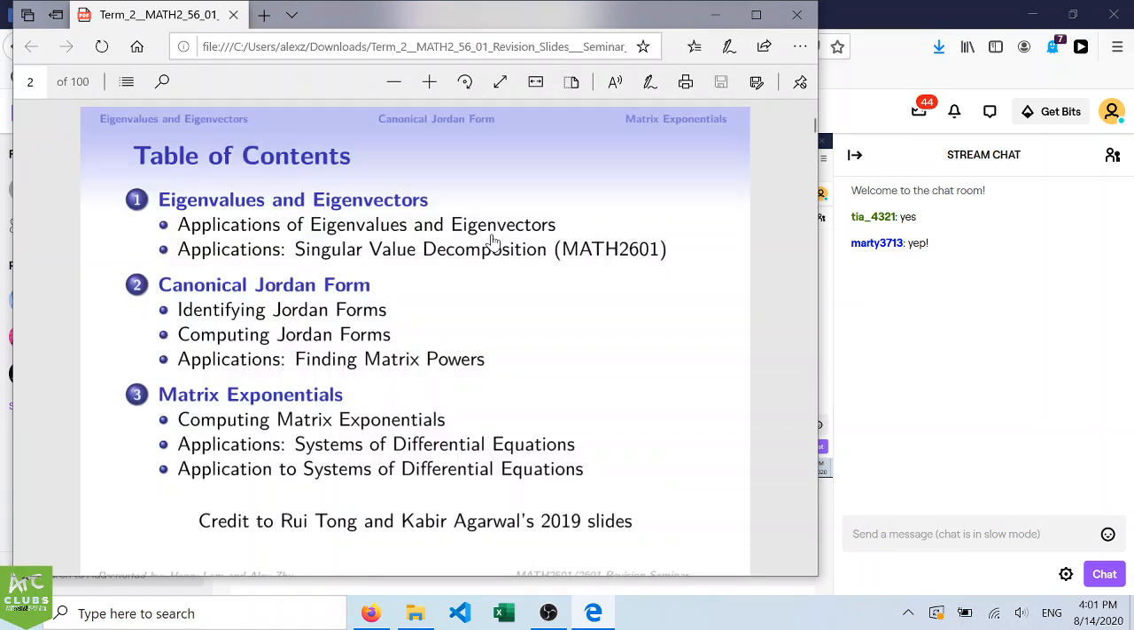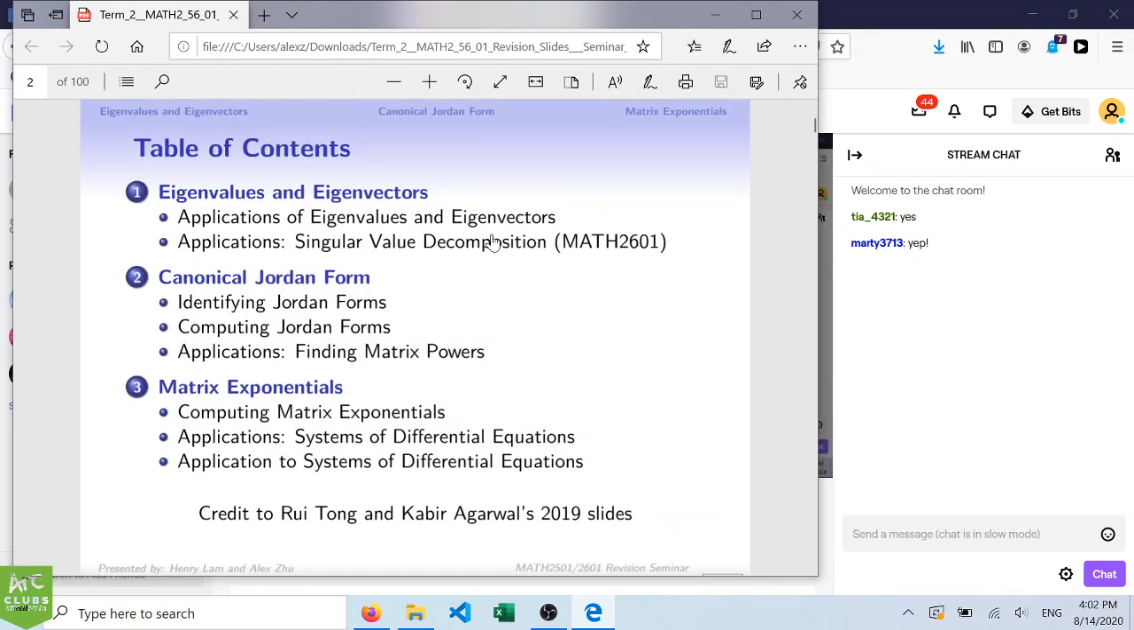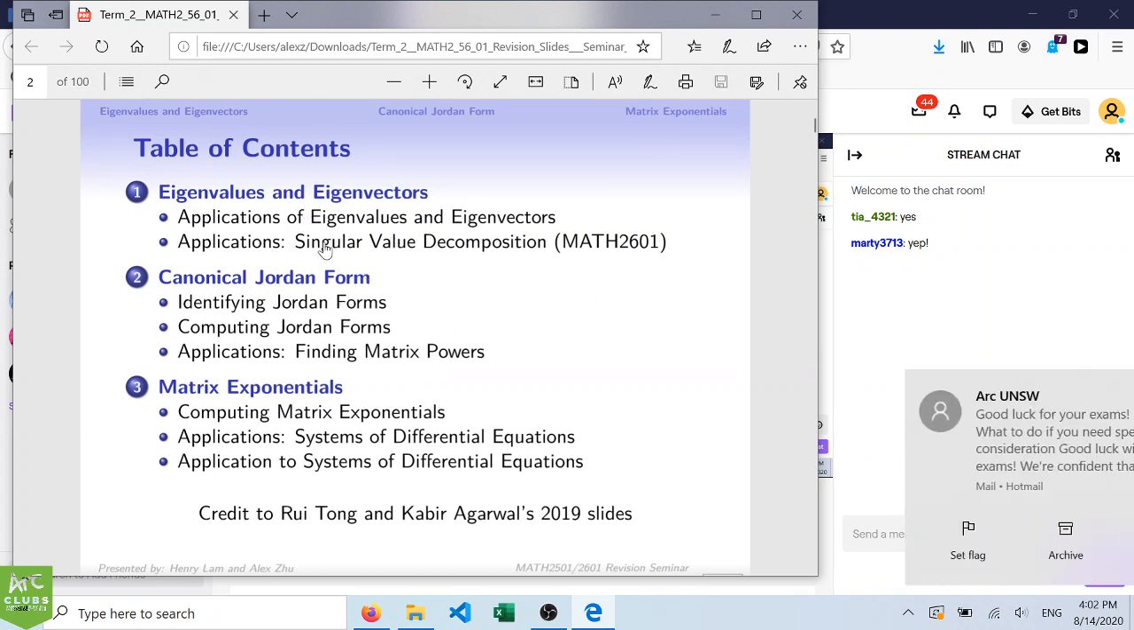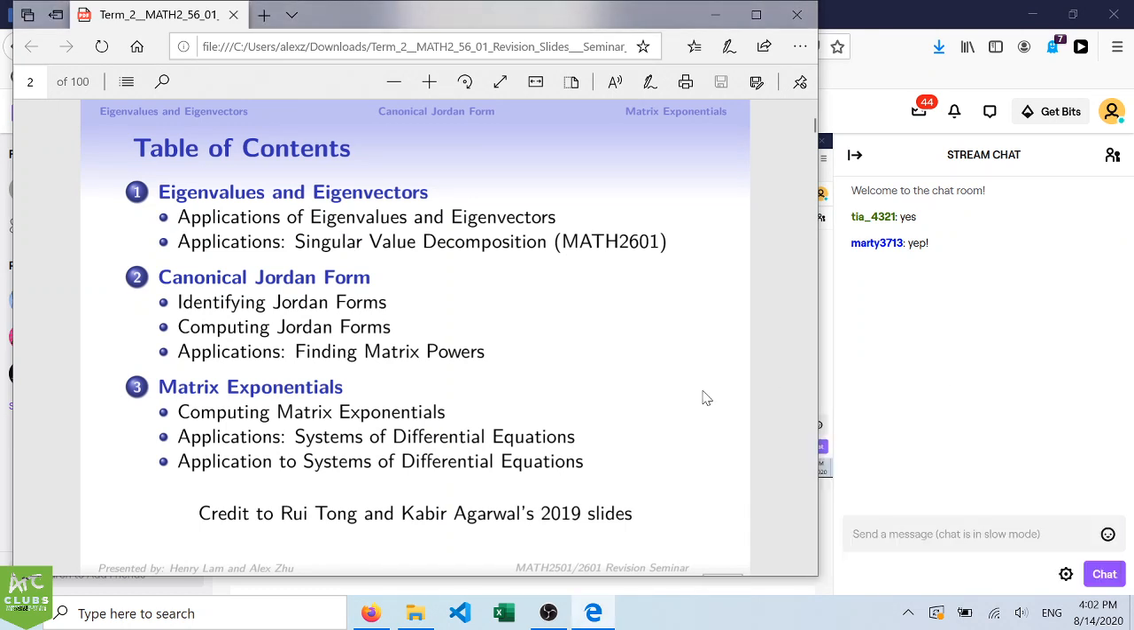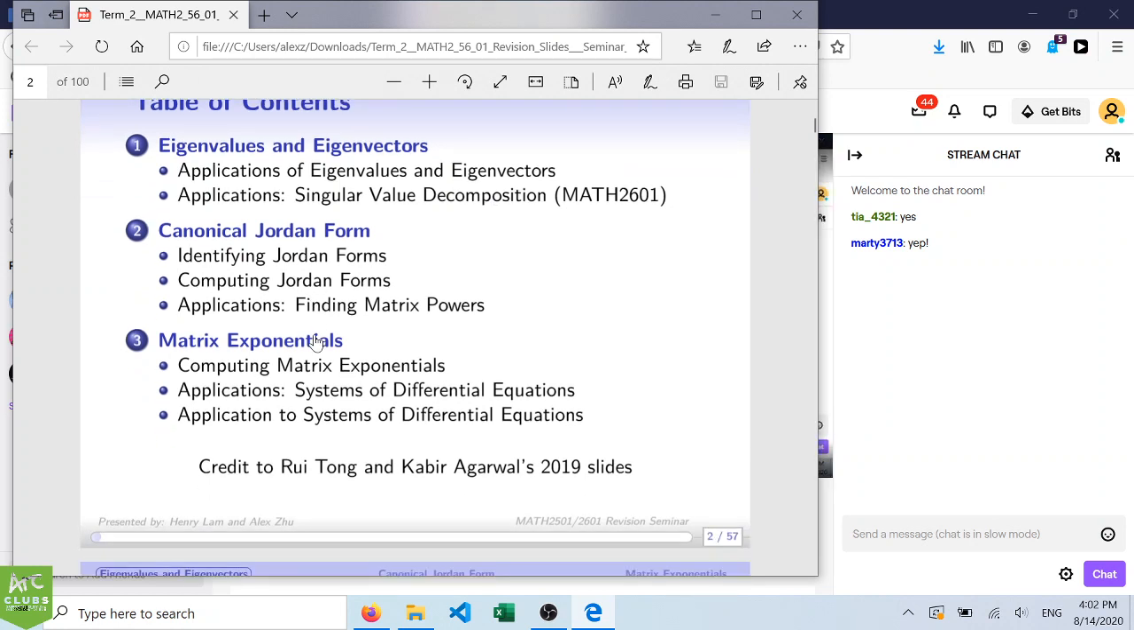So first up, we have the overview of today's seminar. We're going to summarize eigenvalues and eigenvectors and look at the applications. We're mostly focused on the rotation and decomposition of matrices of vector space, and also a 2601 topic, singular value decomposition (SVD), and then moving on to Jordan form and matrix exponentials.